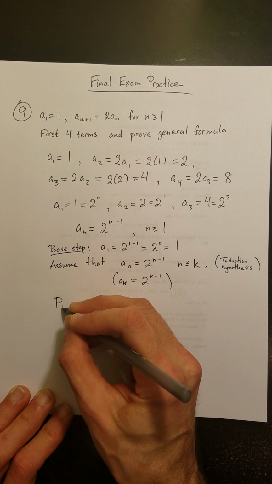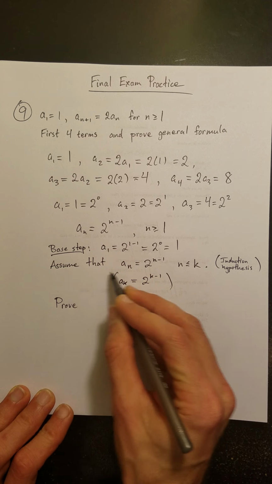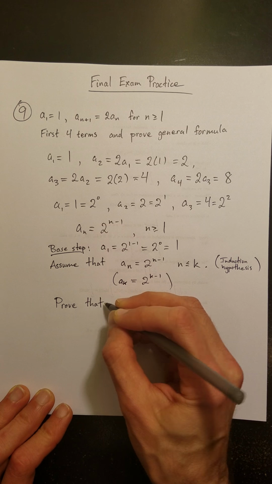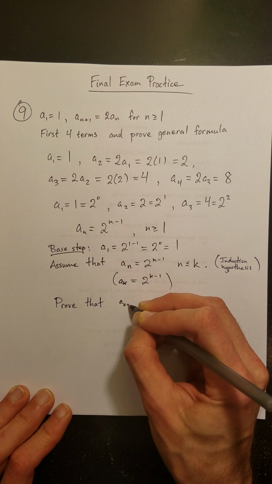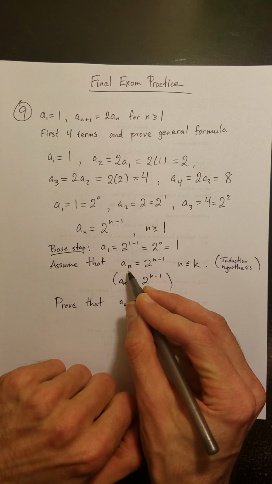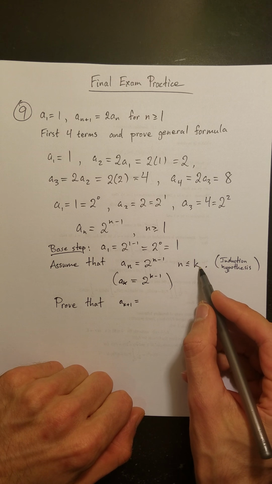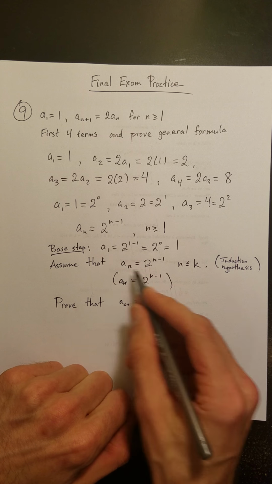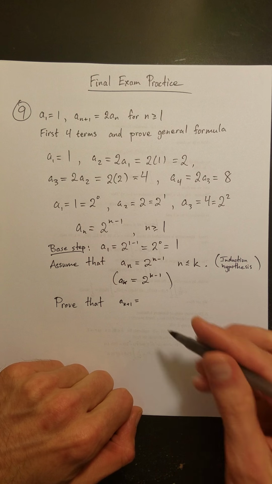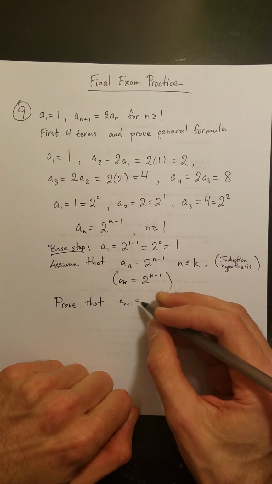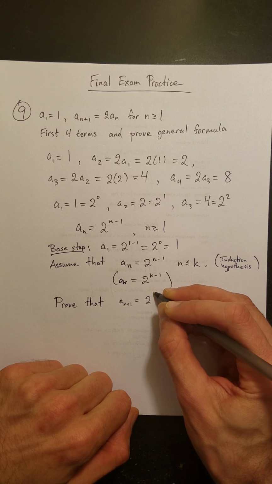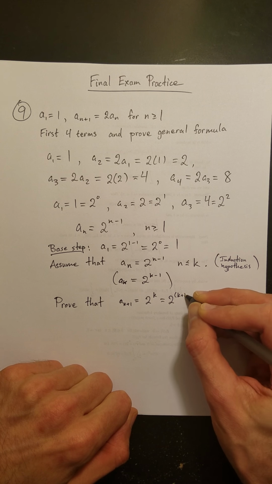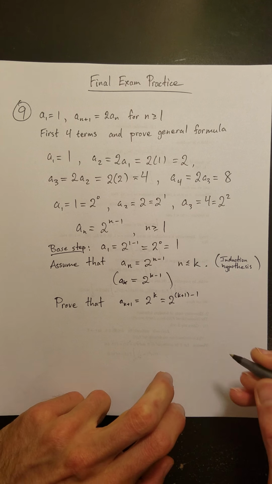Then we want to prove from our induction hypothesis that this is going to hold for the (k+1)th term as well. So if we know it holds for the first through the kth term, then we want to show that it holds for the (k+1)th term, right? If we know it holds for the first few terms, then we can show it holds for the next. So we want to show that a_{k+1} is equal to 2 to the power k, because 2 to the power k is just 2 to the power (k+1) minus 1.